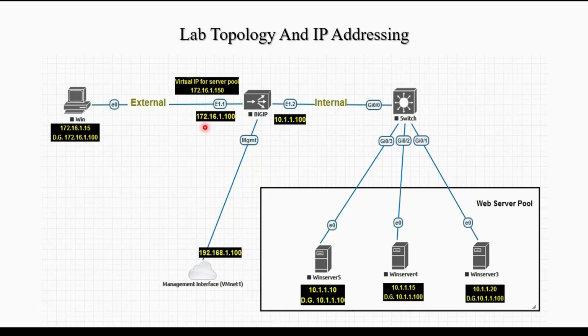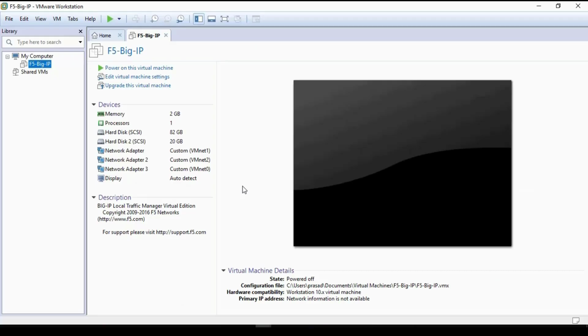192.168.1.100. The F5 BIG-IP's external interface IP is 172.16.1.100, and the host machine IP is 172.16.1.15, and the default gateway is the F5 BIG-IP's external interface IP address, that is 172.16.1.100. And again, on all three servers you will have to give a default gateway, that is the internal interface IP address of F5 BIG-IP, that is 10.